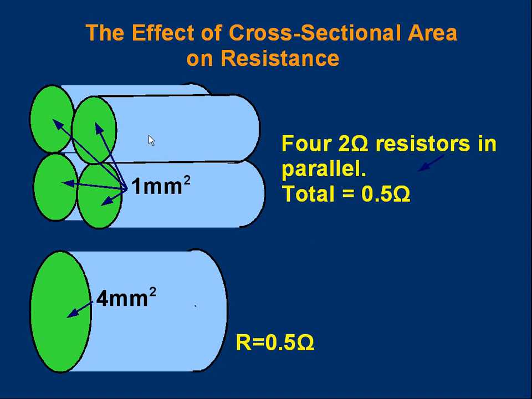The shape is not critical, it doesn't affect things. And we know from the way that resistors in parallel combine that 4 2-ohm resistors in parallel gives a total of half an ohm. Try that if you don't believe me. So the 4 wires at the top, each with a cross-sectional area of 1 square millimeter, behave the same as the 4 square millimeter wire. So the resistance dropped because we combined resistors in parallel. That's one way to think about it.